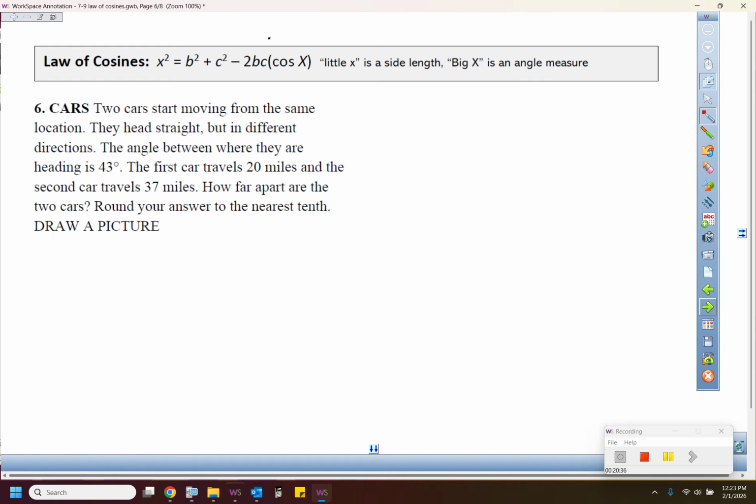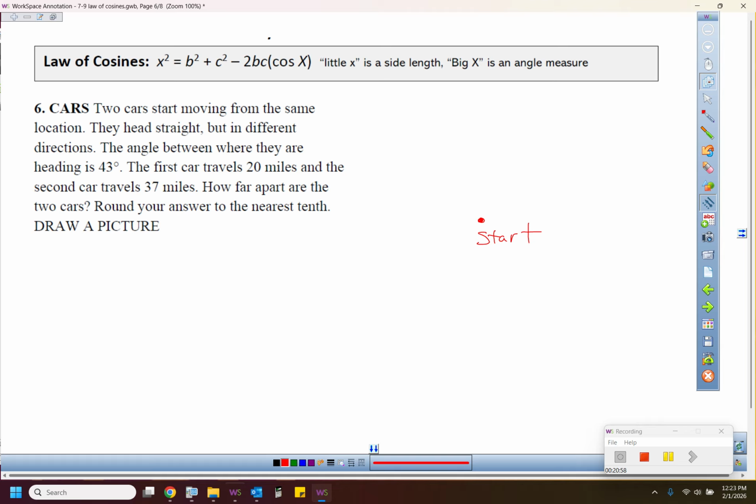So then here we go. 2 cars start moving from the same location. Let's draw a picture of it, and trust me, we'll use a straight edge to make things nice, but just start with this little dot right here. This is where the 2 cars start from. Using a triangle shape on the geometer probably isn't the best on this one after years of experience, so we're just going to use a straight edge.